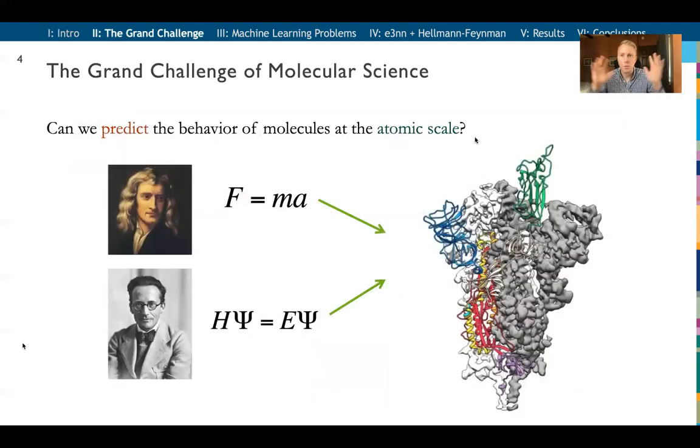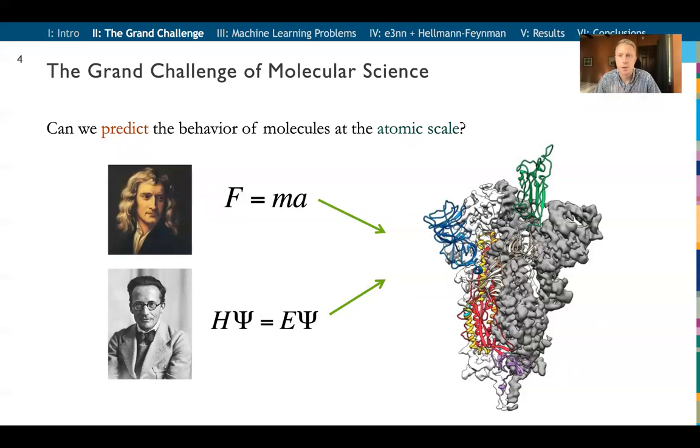And just to zoom way out and tell you a little bit about why I think electron densities are an interesting thing, I think of what I do as part of what I call the grand challenge of molecular science. And the grand challenge of molecular science goes something like this. Say that I wanted to predict the behavior of some arbitrarily complicated molecule, like this is the coronavirus spike protein. Can I predict the behavior of that molecule from first principles?